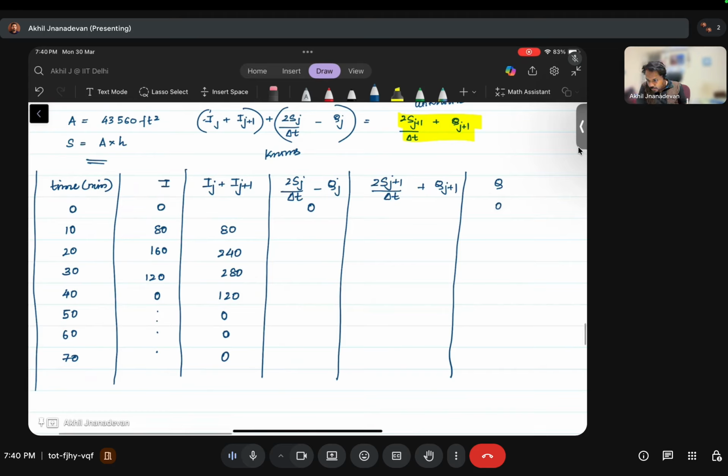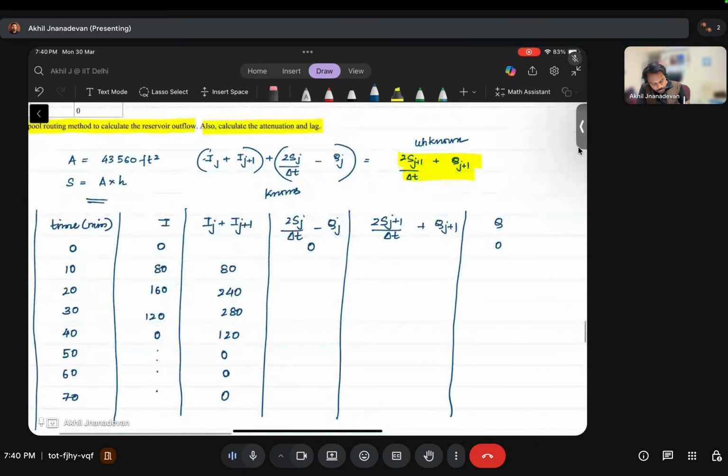Then next what we'll be doing is, we know this particular unknown column, that is Sj+1 by delta t, is equal to Ij plus Ij+1. So we can add these two. If I put an arrow, we can add these two and we'll get the value here, right? So this particular time step will be 80 plus 0, that will be equal to 80. Right?